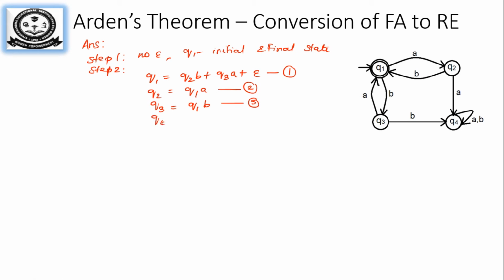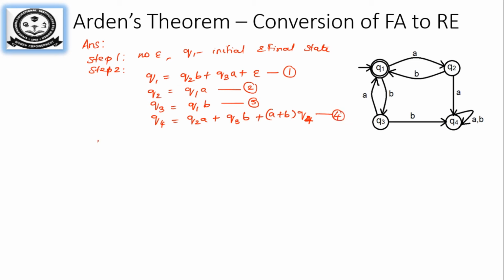And last state is Q4. So it is going to be Q2 of A. It's a transition from Q2 and you have a transition from Q3. Then you have a self transition for both A and B. So you will write it as A plus B of Q3. Sorry, it's Q4. Okay, so you will name this equation as 4.